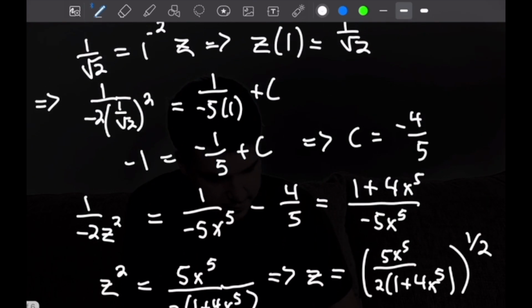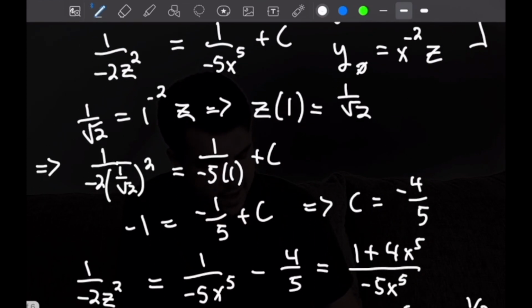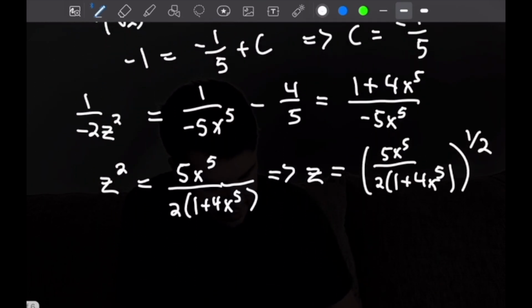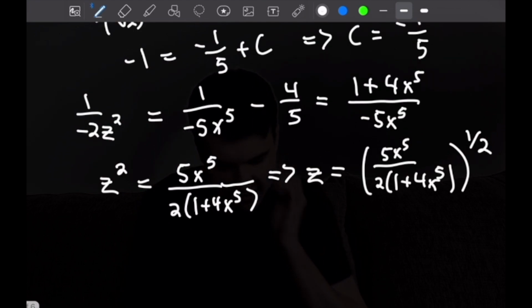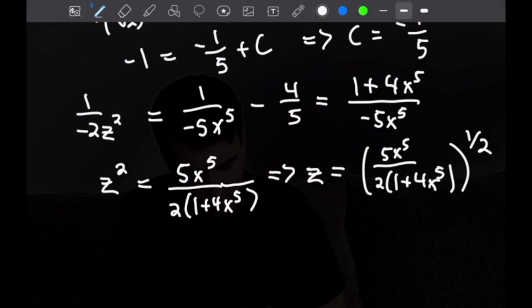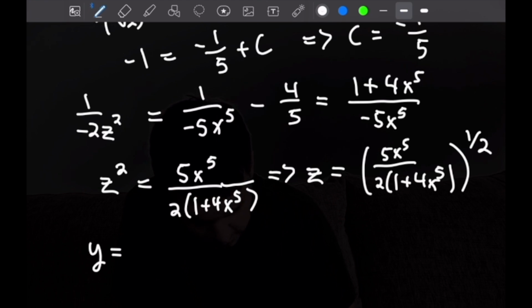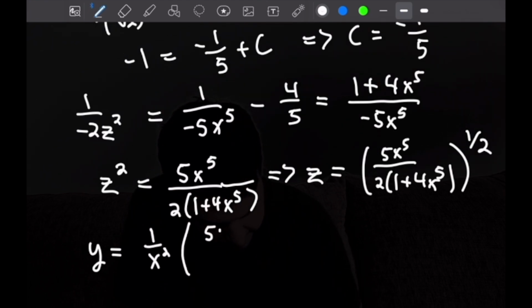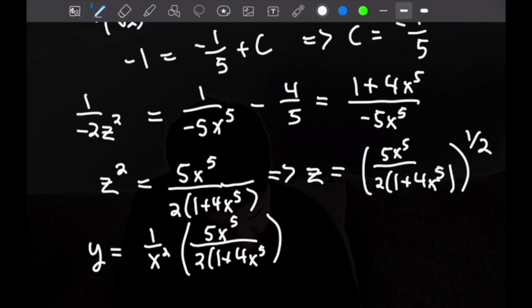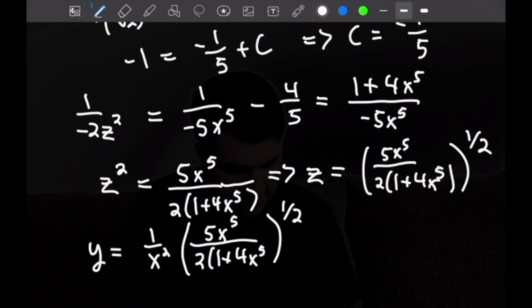And from our initial substitution, we said that y is equal to x to the negative 2 times z. So if we multiply the right-hand side by x to the negative 2, we can equate it to y. So we will have that y is equal to 1 over x squared times that big quantity we already wrote before, 5x to the 5th over 2 times 1 plus 4x to the 5th, all to the 1/2 power, which is the solution to this differential equation.